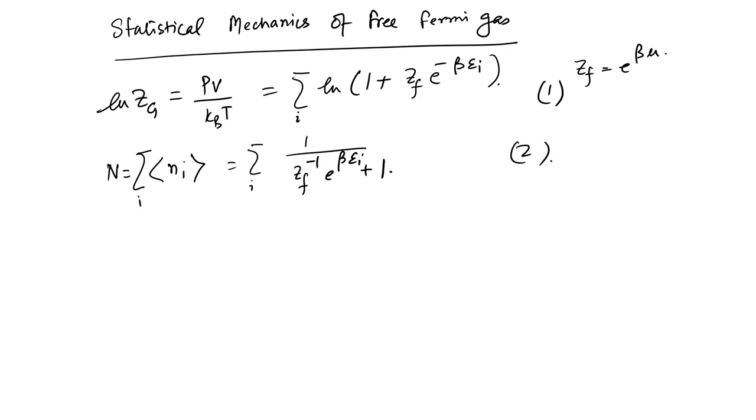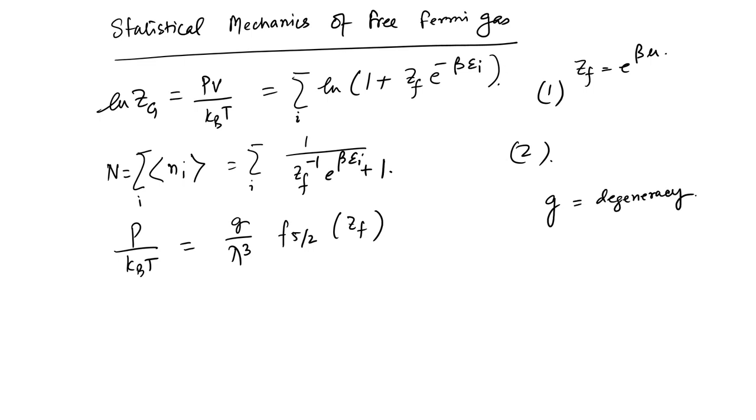So we convert these summations into integrals, and we can write P over kT equal to g over lambda cubed f_{5/2}(z_f). I'll tell you what g is. Usually it is written with a g, and g is the degeneracy, in particular the spin degeneracy. You can remove g if you are talking about spinless particles. So N over V is again g over lambda cubed f_{3/2}(z_f).